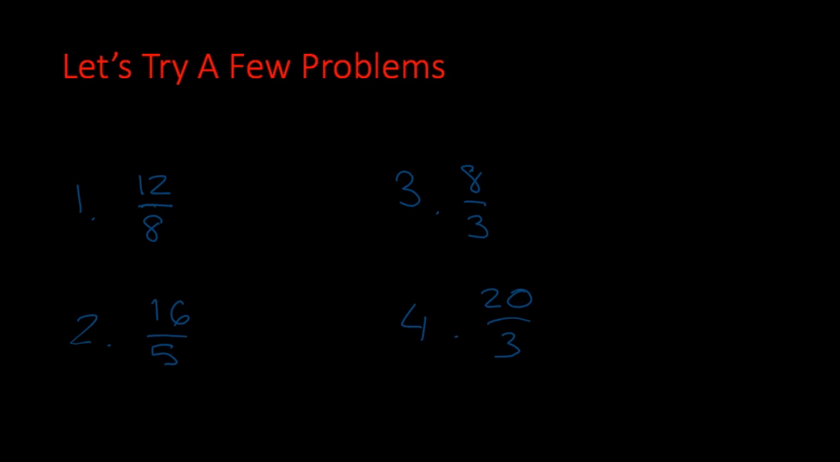So let's get started. Okay, let's try a few problems first. So this is an improper fraction. Now, how we can convert to a mixed number is you're going to see how many times 8 can go into 12 that can get you the closest. Well, 8 times 2 is 16, bigger than 12. So we're going to look at anything below that. Well, the below number we can get to is 8 times 1 equals 8.